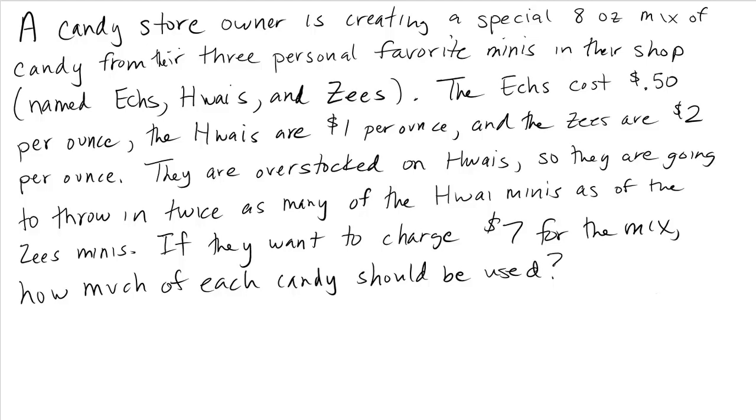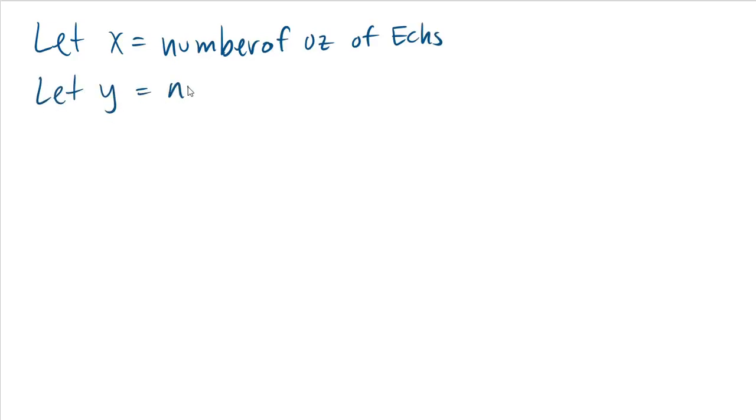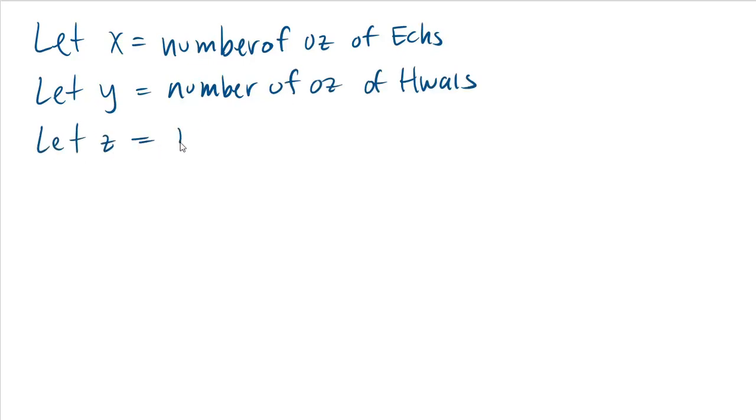Okay, there's a lot of information here that we're going to have to organize into equations. And in order to be able to write those equations, we're going to need some variables. It's usually best practice to let the variables represent the things that you're looking for. We want to know how much of each candy should be used, and so we need a variable for the number of ounces of each type of candy. I'm just going to use the variables X, Y, and Z. So I'm going to let X be the number of ounces of the X candy. I'm going to let Y be the number of ounces of the Y's. And I'm going to let Z be the number of ounces of Z's.